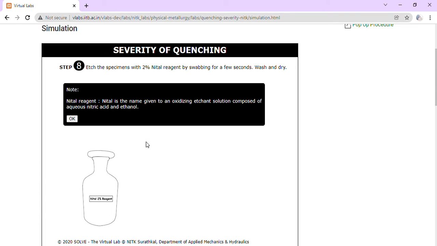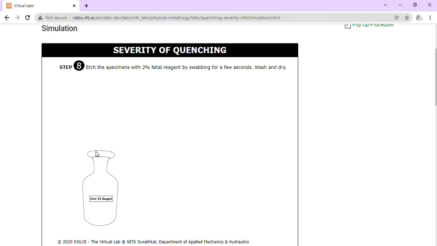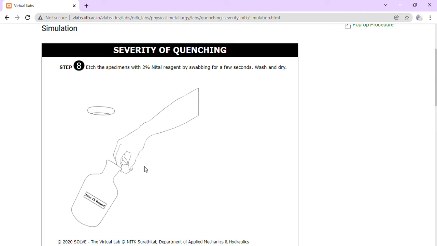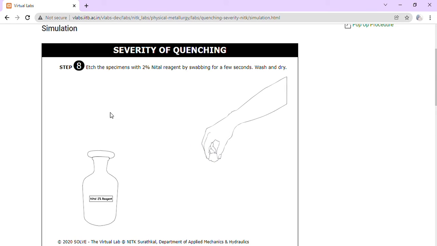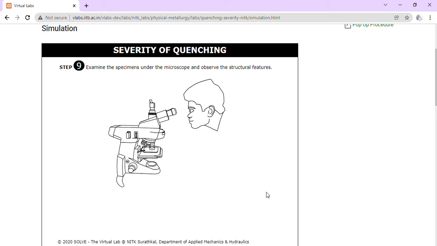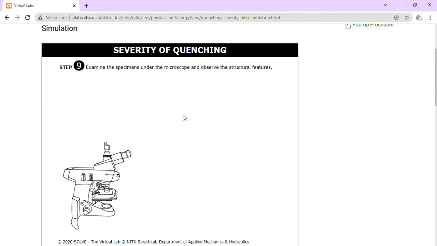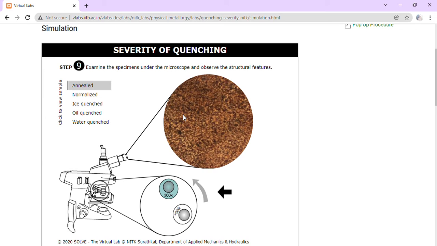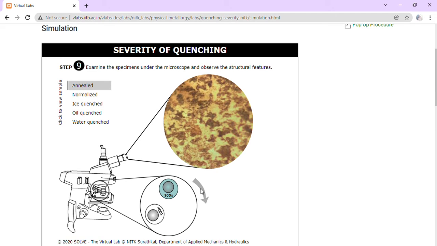Step 8, etch the specimens with 2% nital reagent by swabbing for a few seconds. Wash and dry. Step 9. Examine the specimens under the microscope and observe the structural features. Okay. Zoom. We can zoom 500 times, and this is the result.